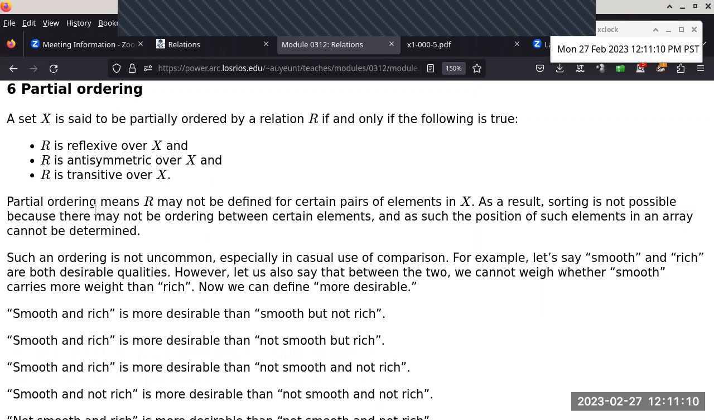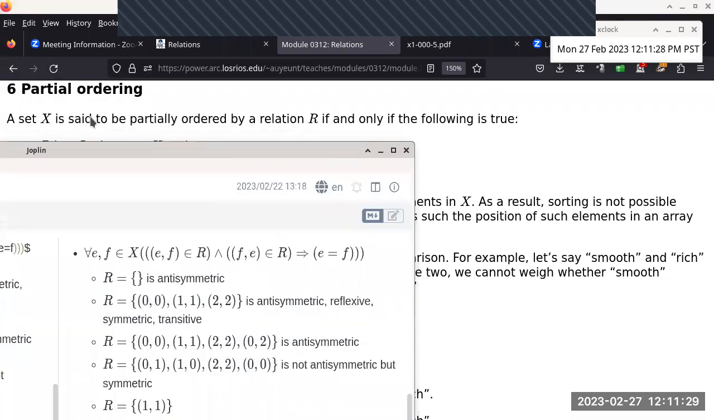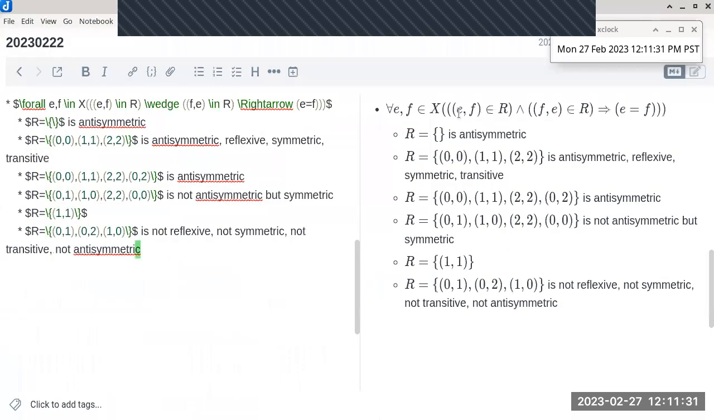So the question is, what does that mean? Partial ordering means R may not be defined for certain pairs of elements in X. I can give you an example, so let's go ahead and start with an example. I'm going to use Joplin for that purpose. Joplin is really useful for these types of in-class demonstrations, and I'm going to continue to use this one simply because it already has a lot of the stuff related to relations.